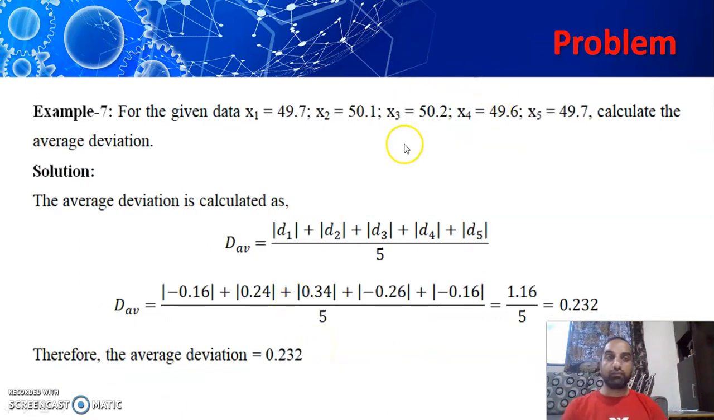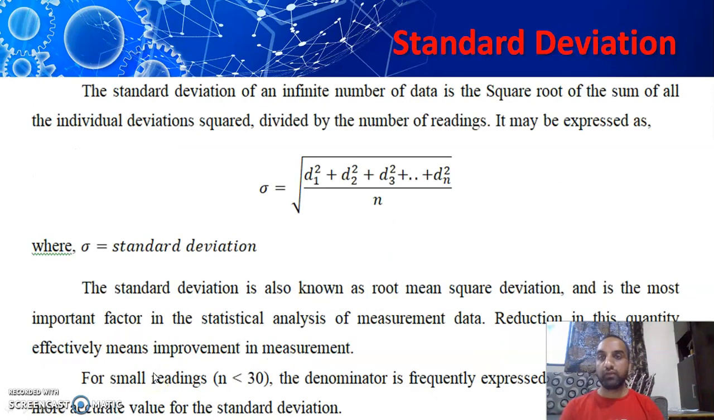We have these examples. We have to calculate the average deviation. So average deviation, DAV, is equal to mod D1 plus mod D2 plus mod D3 plus up to mod D5, divided by 5. So mod of all the values. Automatically we get the addition of all the values because this is the magnitude. So 1.16 divided by 5 becomes 0.232. This is the average deviation.